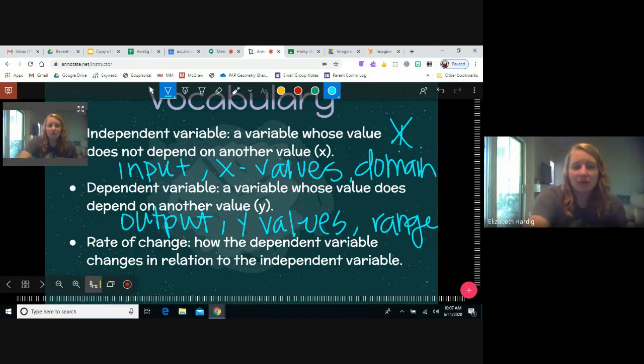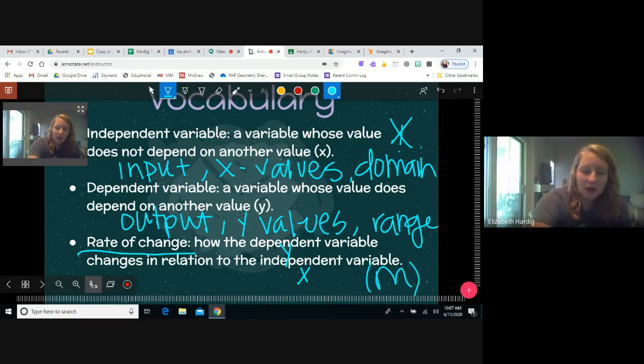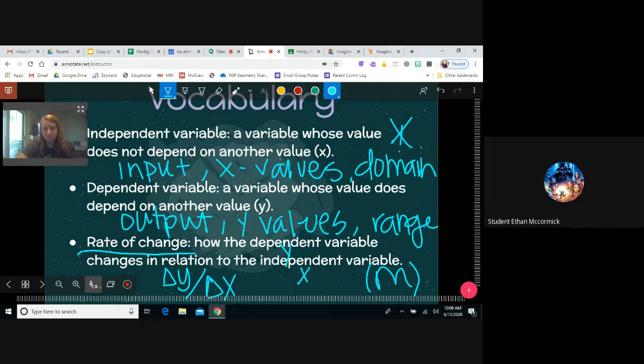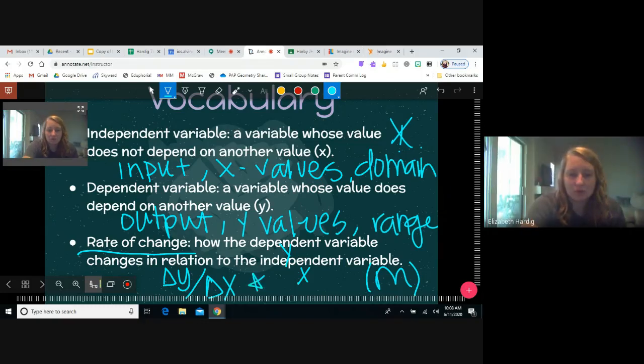Good. So then when we talk about rate of change, which is something we kind of talked about a little bit before, it is how the dependent variable, which is y, changes in relation to the independent variable. We actually use the letter m to represent our rate of change. And we can shorthand it by saying this little triangle, which means change. Change in y over change in x. Have y'all seen the little triangle before? No. Okay, this will be new.